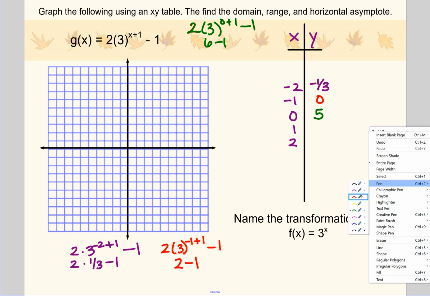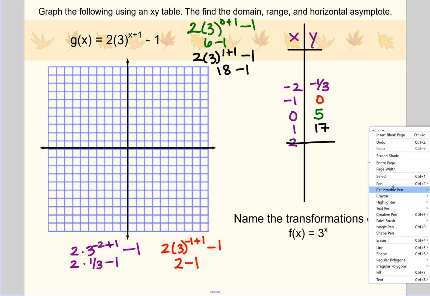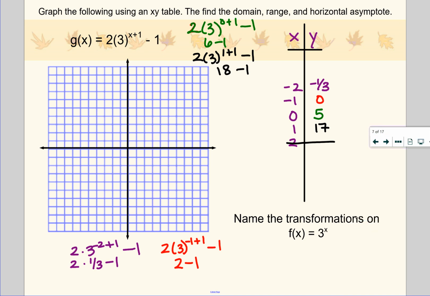Let's say I plug in 1. 2 times 3 to the 1 plus 1 power minus 1. That's 3 squared, which is 9, times 2 is 18, minus 1, which is 17. So these are getting pretty big. I'm actually not going to plug in 2. I'm going to plug in -3 instead, because I'm trying to get to a point where those y's are going to get a little closer together and reveal my asymptote.